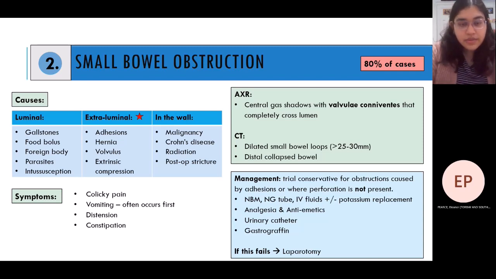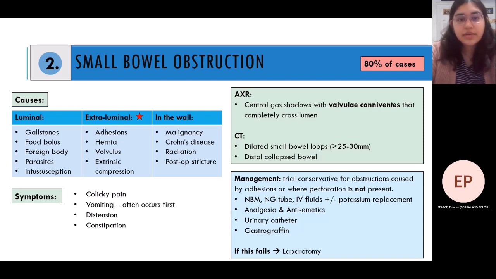So the management, often patients will be trialed on a conservative management first for obstructions caused by adhesions or where perforation is not present. So obviously if an obstruction is caused by an adhesion, doing surgery may result in more adhesions. So you want to definitely try conservative management first. Any patients who are perforated and presenting and are unstable would obviously be taken to surgery, but otherwise you can consider trialing conservative management, which would involve keeping the patient nil by mouth, putting in a Ryle's tube or an NG tube to decompress the stomach, and then giving them appropriate analgesia and antiemetics.